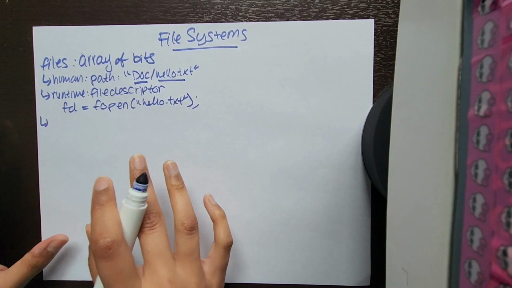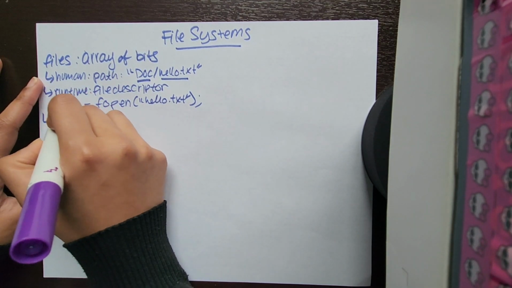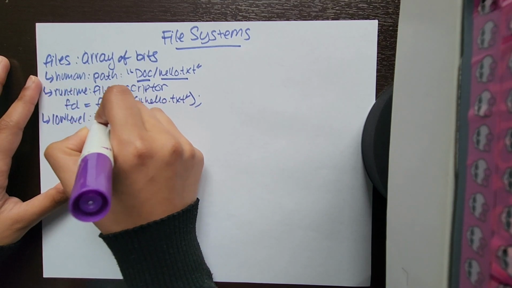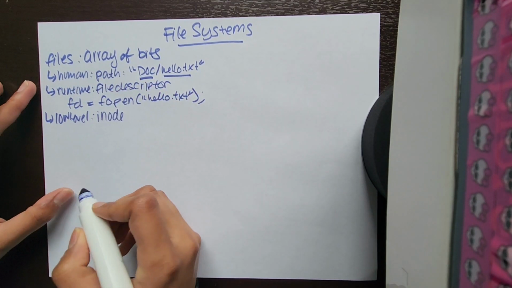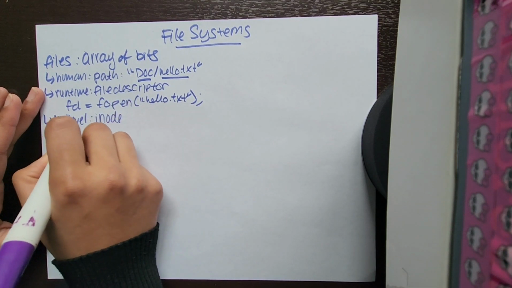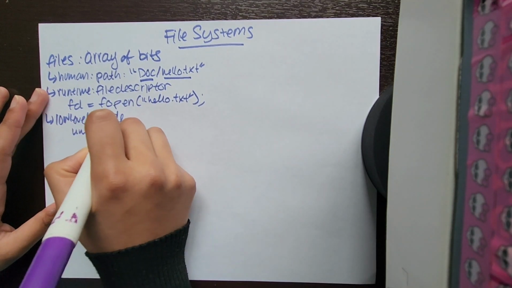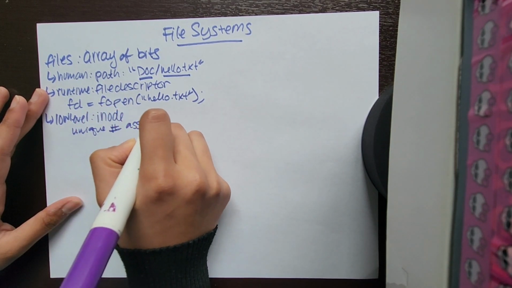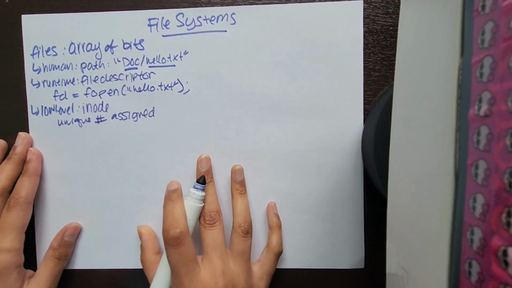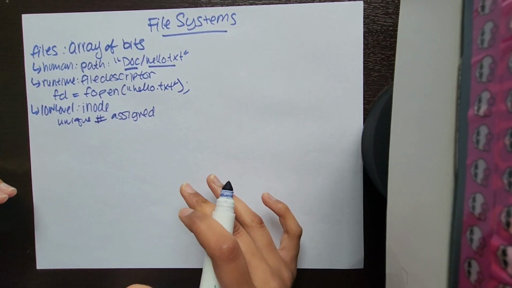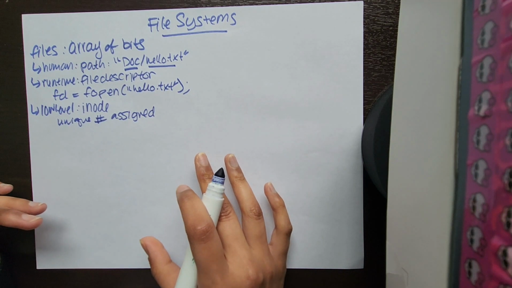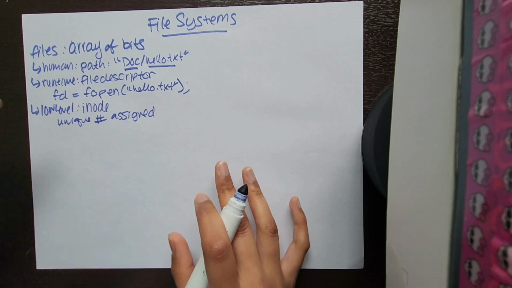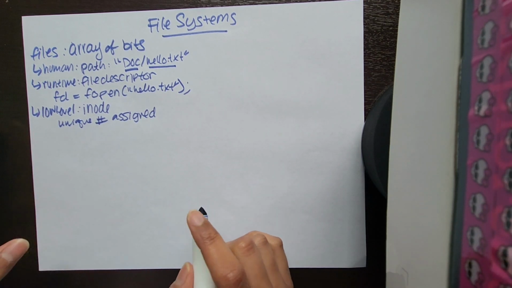And then the third definition is the low-level definition. This is how our computer views the files, and this is through something called an inode. An inode is just a unique identifying number which is assigned to whatever file that we have created. Every file will have its own unique number. When files are deleted, eventually these numbers will be recycled, but I do think it goes through and assigns it accordingly.